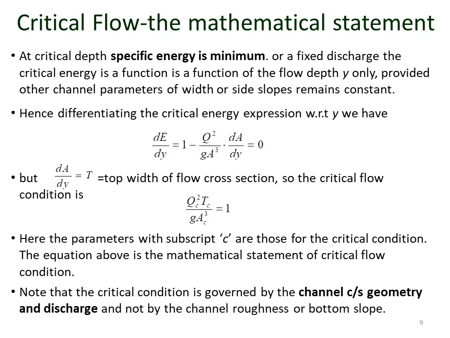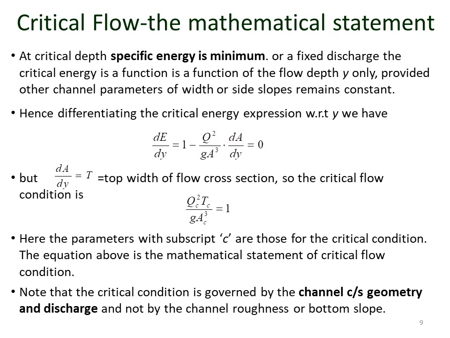dE by dy equals 1 minus Q square by g into A cube, whole multiplied by dA by dy, and we can equate that to 0 as at critical condition E is the minimum. We have discussed before that the expression dA by dy equals the top width of the flow cross section, or T.